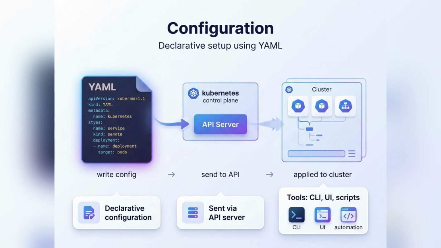So how do you actually use Kubernetes? Everything in Kubernetes is configured using files, usually in YAML or JSON format. These files describe what you want the system to look like. You send these configurations to the cluster through the API server. This can be done using command line tools, scripts, or user interfaces. Kubernetes then takes your instructions and works to achieve the desired state.